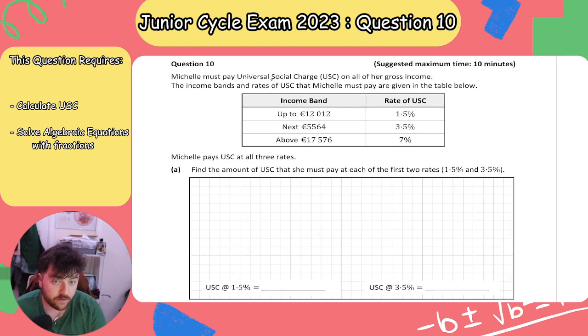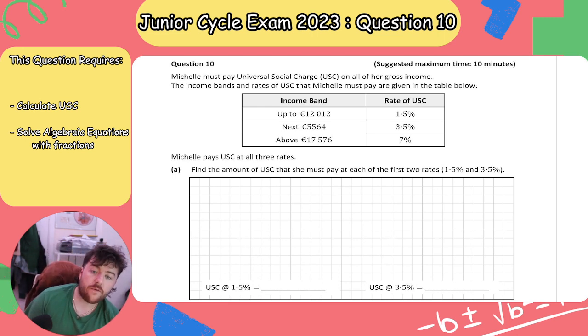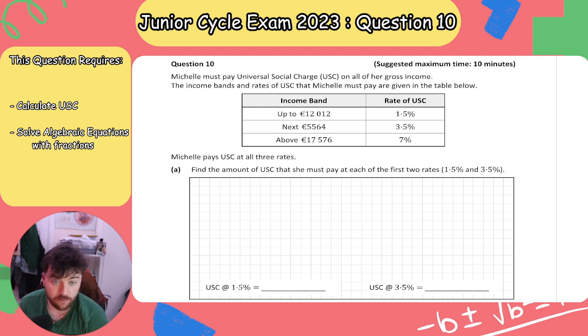Michelle must pay Universal Social Charge, USC, on all of her gross income. The income bands and rates of USC that Michelle must pay are given in the table below. Up to €12,012, she pays 1.5% USC. For the following €5,564, she's paying 3.5%. And then anything above 17,576, she pays 7% on. So Michelle pays USC at all three rates. So obviously she is making more than 17,000 a year.